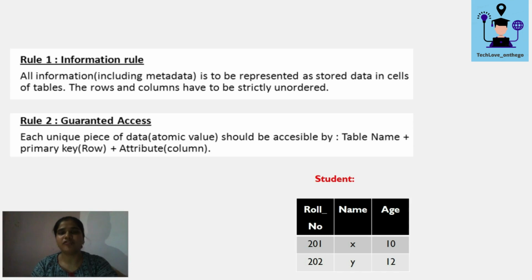So every data item present in a relational database should be accessible with the help of the table name, its primary key name, and one of the attributes which you want to access. So whenever you are accessing some value from the relation, you need to know the name of the table and the primary key of that particular table, and with the help of that you can access any attribute.